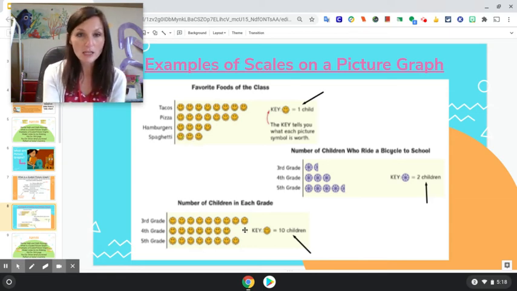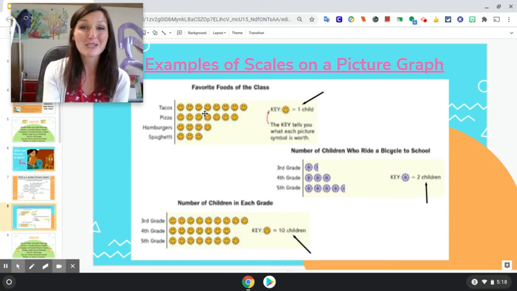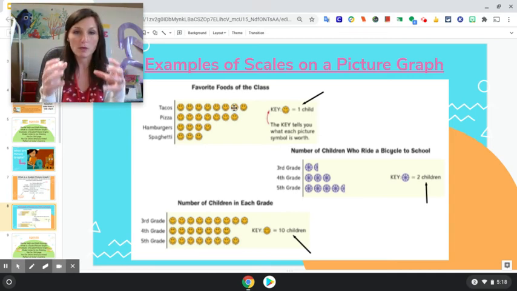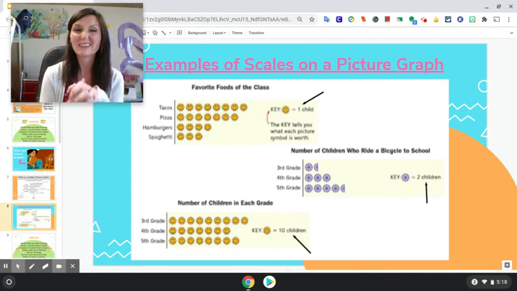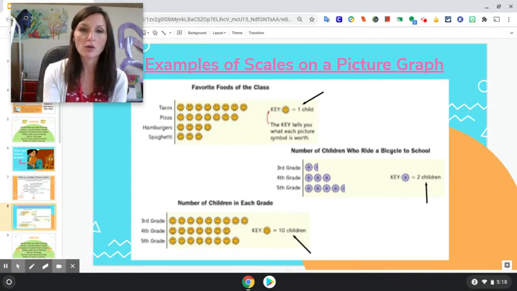Okay, but if you look here, they're still using the smiley face, but this graph is number of children in each grade. So this is one class, so that's like a small group of people. But a whole grade level, like the whole third grade, there's lots of students in third grade. So they chose each smiley face to be 10 children. Okay, so you can see that there's 10, 20, 30, 40, 50, 60, 70, 80, 90 third graders in this school.